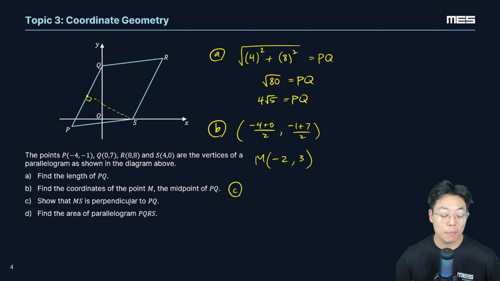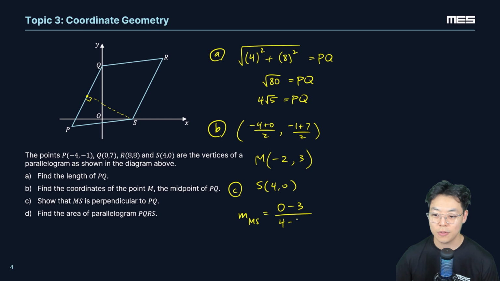Find them. So the two slopes of MS and PQ, when you multiply them together, will give you a -1. So let's find the slope for MS first. M is (-2, 3). S is (4, 0). So let's find the slope of MS. That'll be y sub 2 minus y sub 1 all over x sub 2 minus x sub 1. That gives us -3 over 6, which is -1/2.